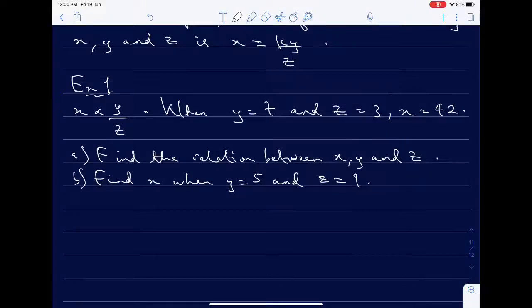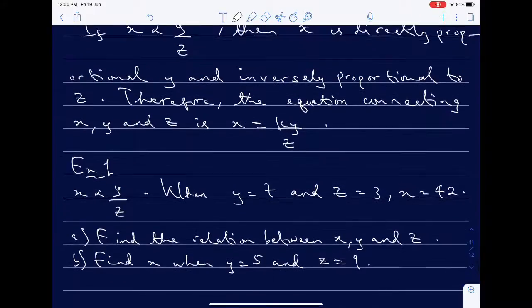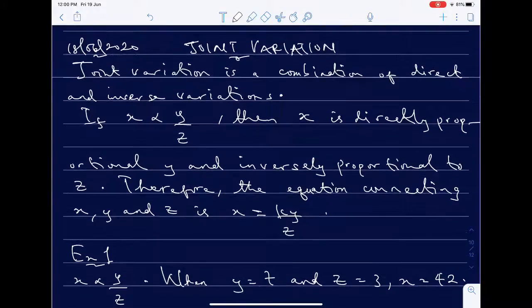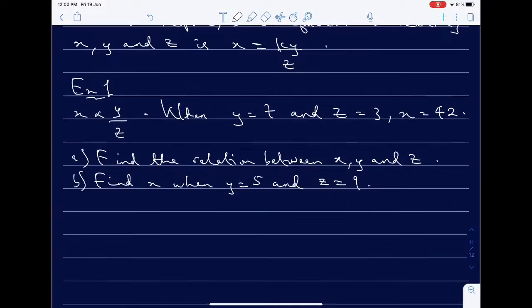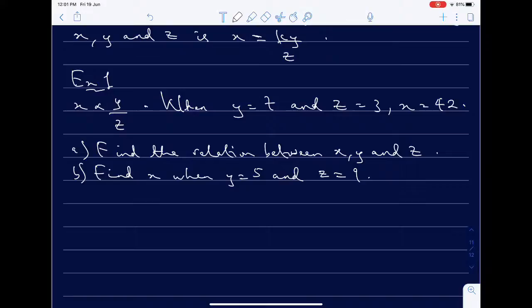Welcome back. This is a continuation of what we started yesterday, and that's joint variation. So we go straight to the example we copied.